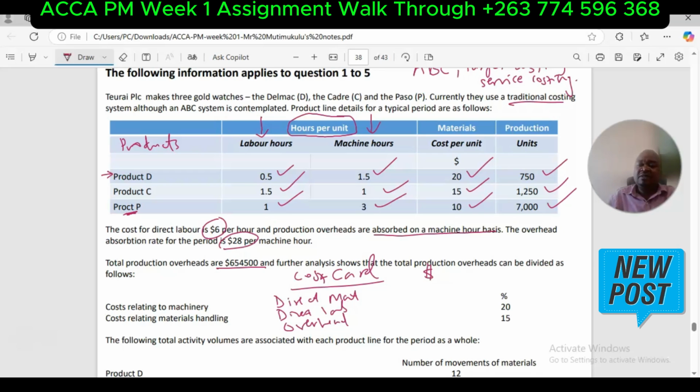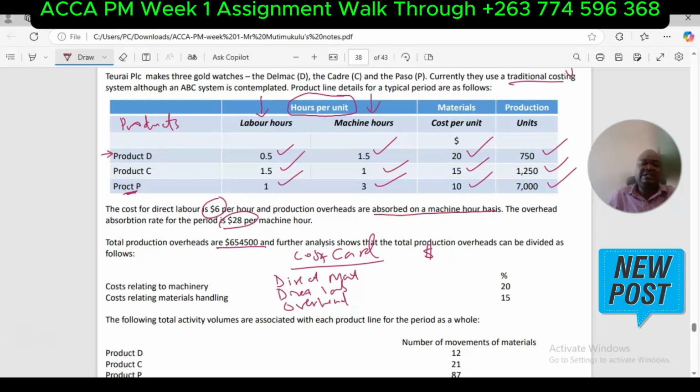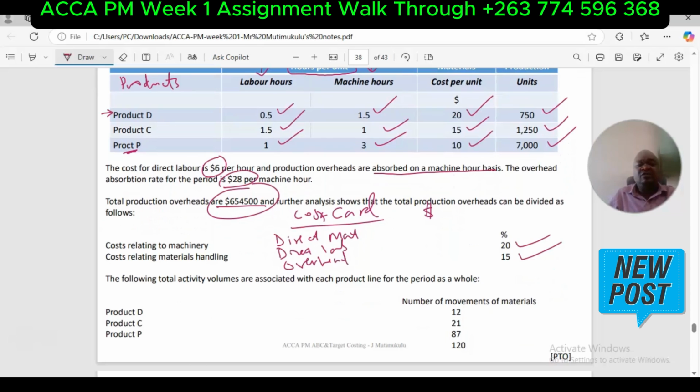So these overheads can be divided in terms of those which relate to machinery, and they constitute 20% of the total production overhead. And then the machine handling costs constitute 15% of that figure. Okay, further, we have got this information.